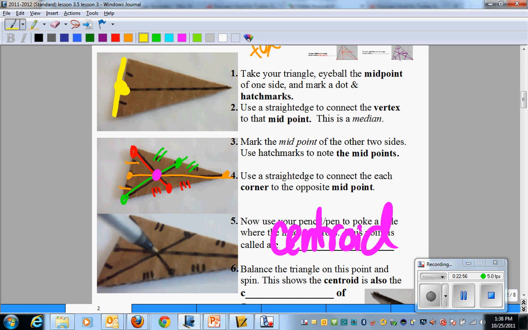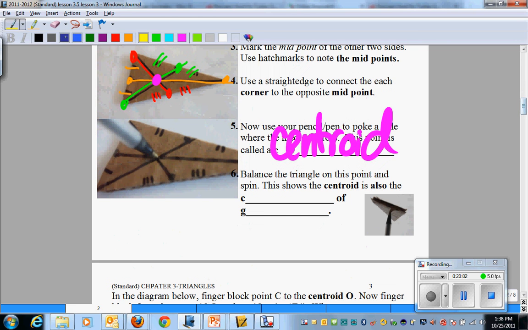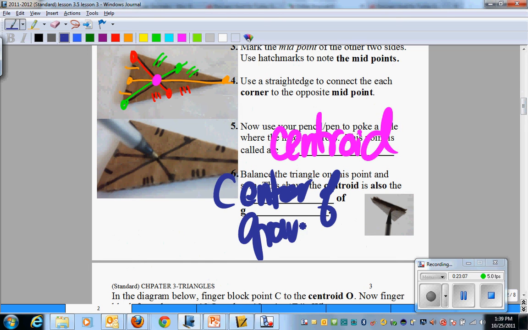Okay? Alright, guys. Turn the page. Center of gravity. The triangles go one of two places: either in your backpack or the trash can. You may not keep the triangle there. Triangles in your backpack or in the trash can.